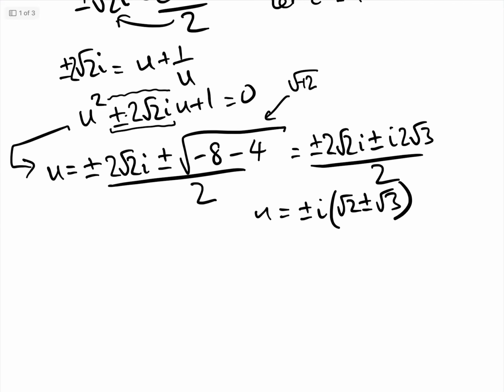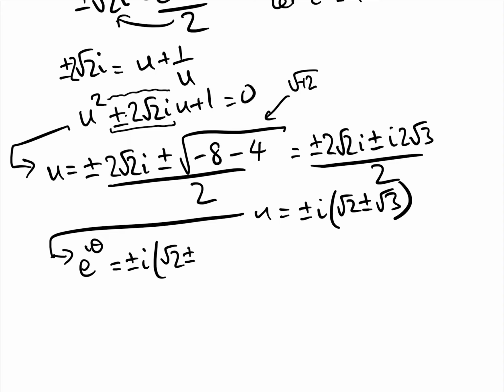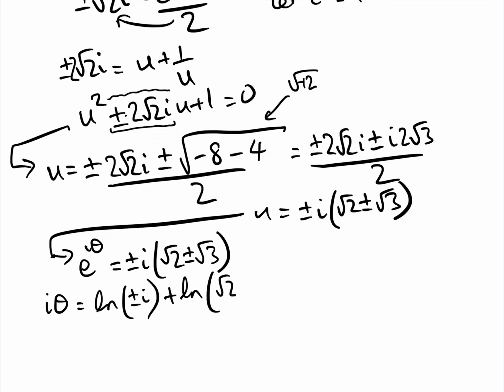Okay, now things get even more complicated from here. u was basically e to the i theta, so now that we have that e to the i theta is equal to plus or minus i root 2 plus or minus root 3. Okay, so how are we going to solve this? Well, we're going to take logs, so that means that i theta equals log of plus or minus i add log of root 2 plus or minus root 3. All we've done is take logs of that.